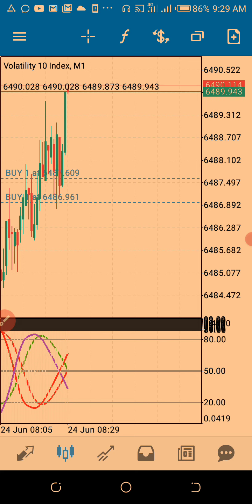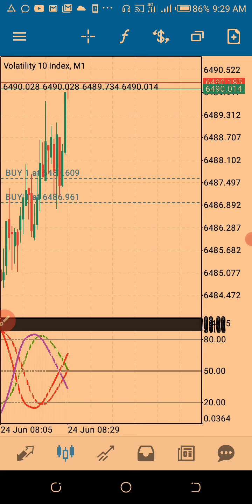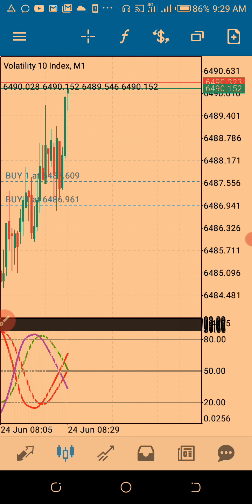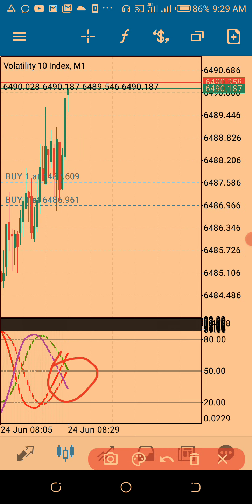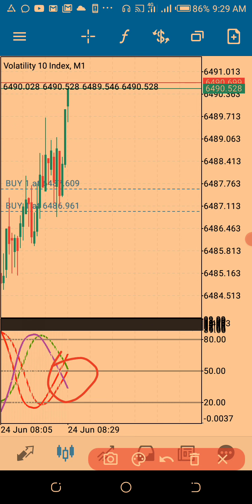As you can see, what we're using there is volatility 10. We're using 1 minute time frame. I've told you when you are to place a buy, and when you place a buy at that position, it goes to this place. Now you see when they intersect like this again at this point. Let me show you. At this point here, you get out of the market.